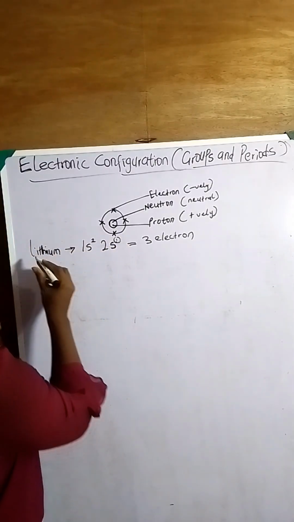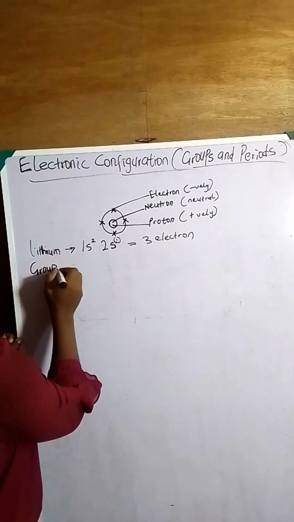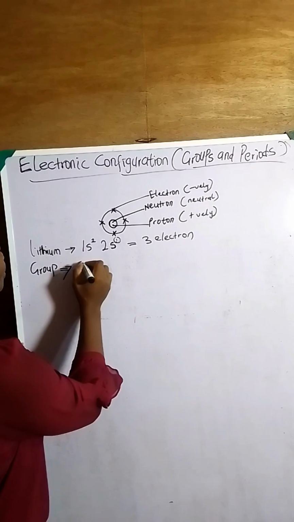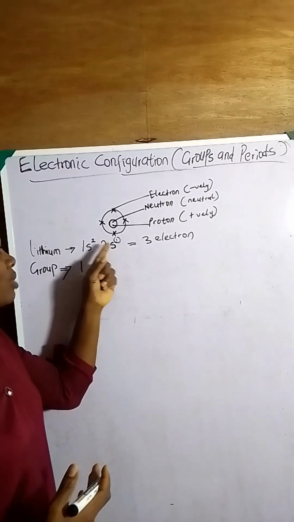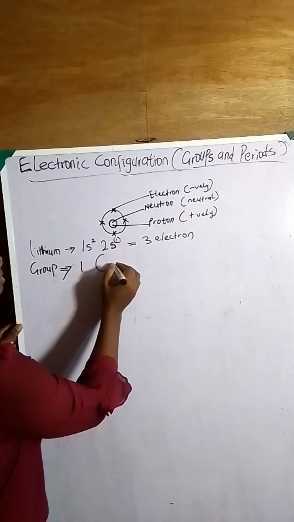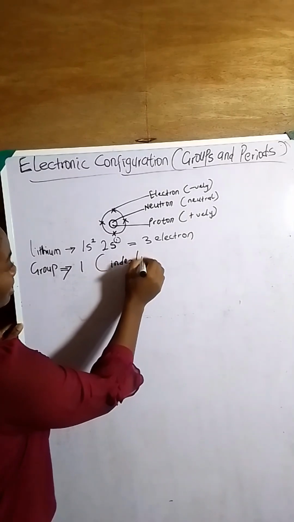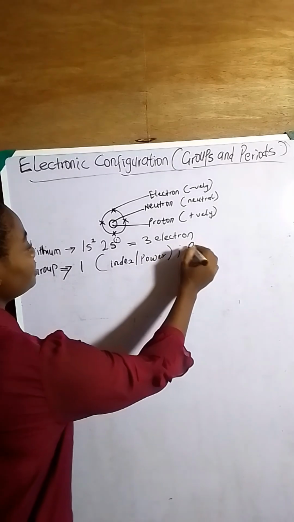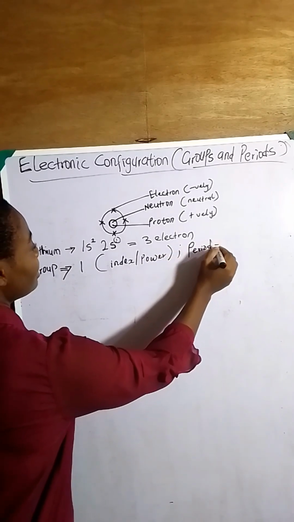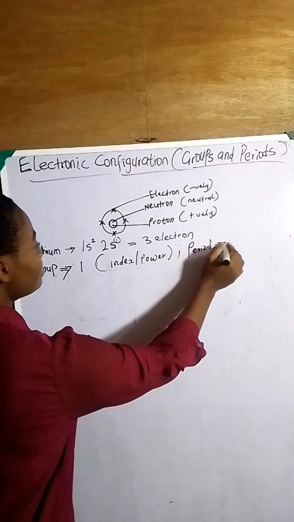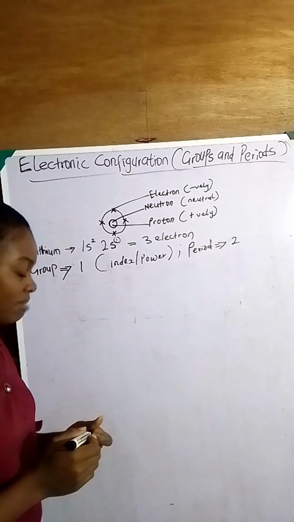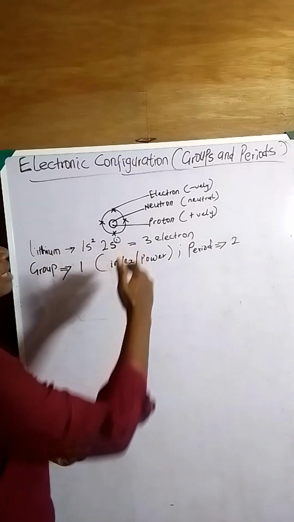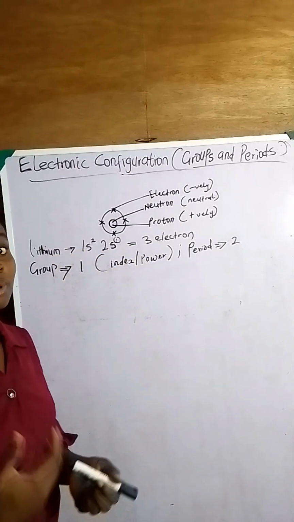So for my group, what is the index? 1. So I'll say that lithium is in group 1. The group talks about the index or the power. So for the period, we talk about the coefficient. So I can say that lithium is in period 2. Remember, this is only for elements that are filled using the S orbital or S sub levels.